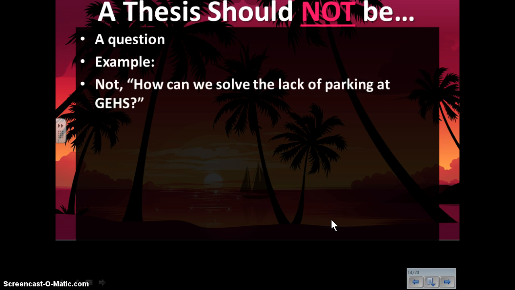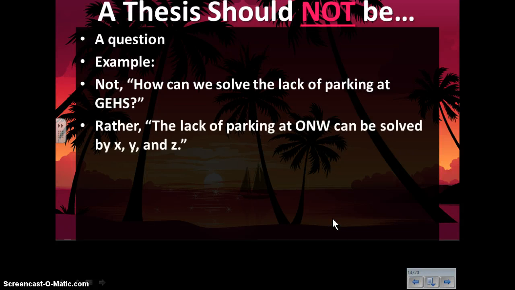Okay, a thesis should not be a question. And again, we talked about this, but you don't ever want to ask something like, how can we solve the lack of parking at whatever school? Then it just sounds like you don't even know the answer to that yourself. Instead, you want to make a statement. So the lack of parking at whatever school can be solved by X, Y, and Z. So again, in formal writing, we want to start avoiding those questions and making statements.